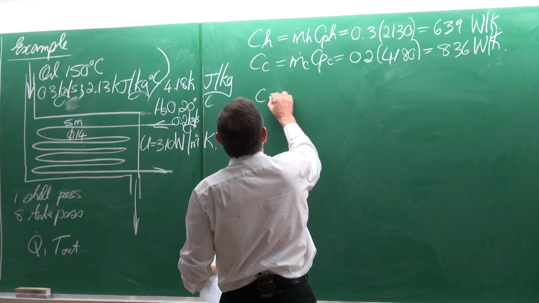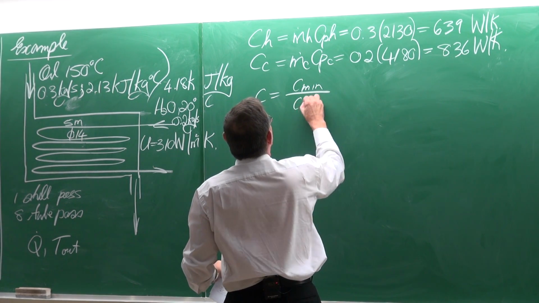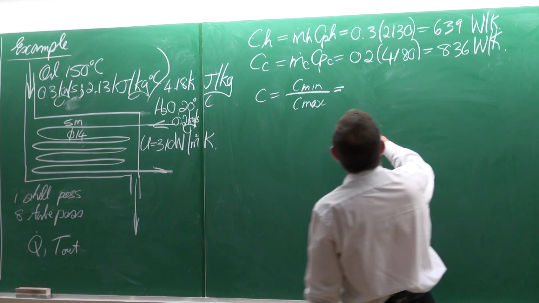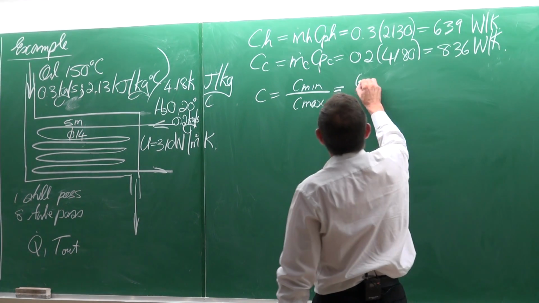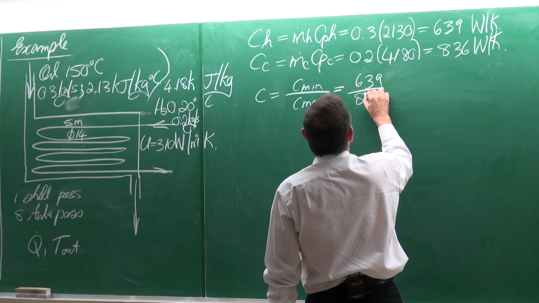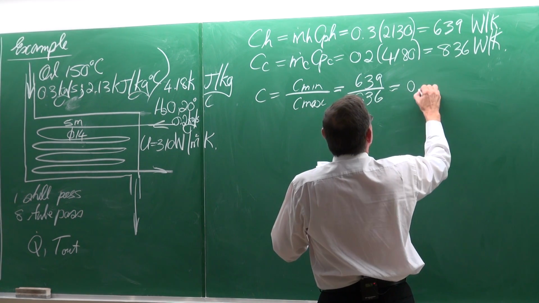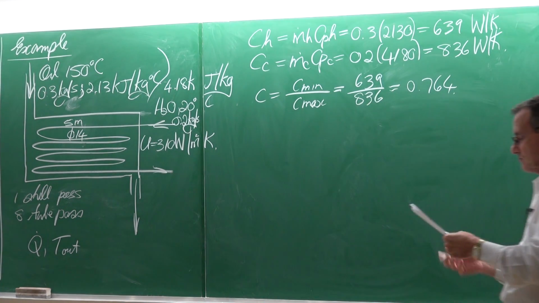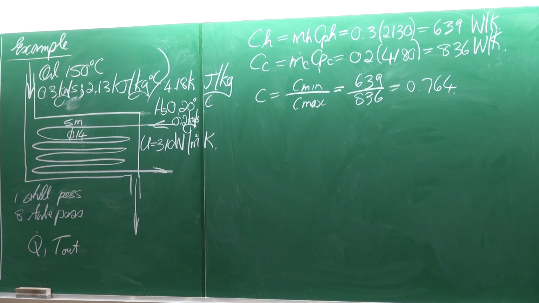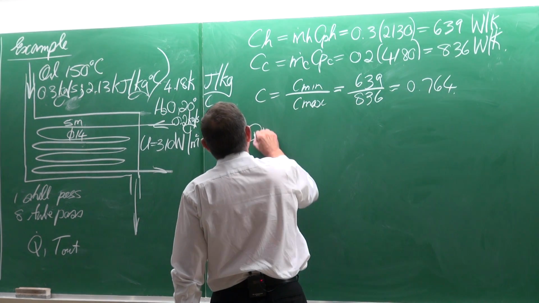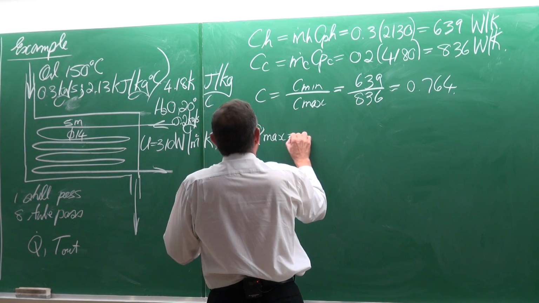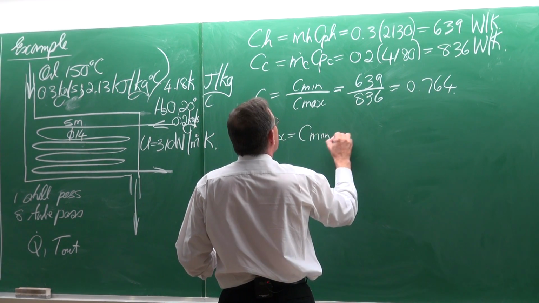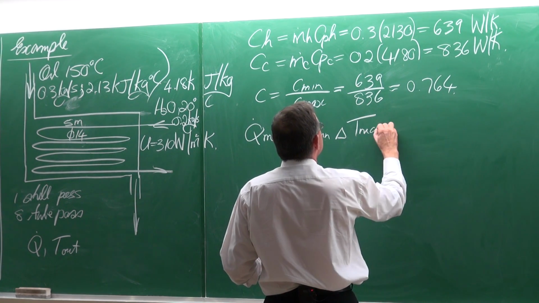Right, so now we can say C is equal to C minimum divided by C maximum. The smallest one is 639. The largest one is 836, and that will give us a value of 0.764. Q max would be equal to C minimum multiplied by delta T max.